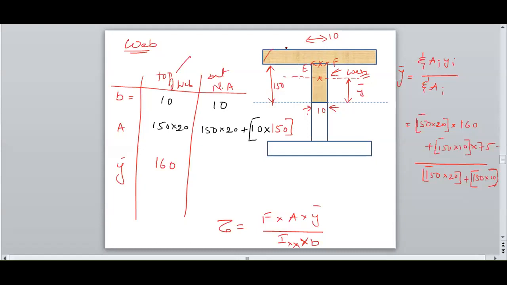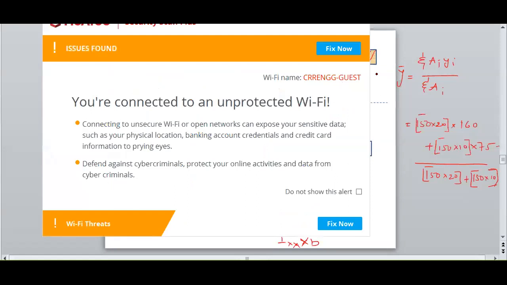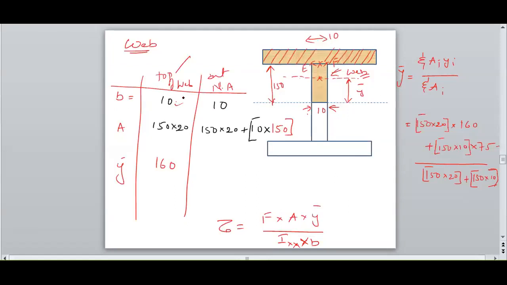The shaded area will be only this. Therefore, B will be varying in my equation, that is 10, and A is nothing but the shaded area, 150 into 20, that is only the area of the top flange. The shaded area will be the area of the top flange.